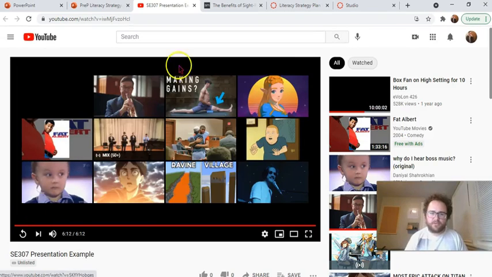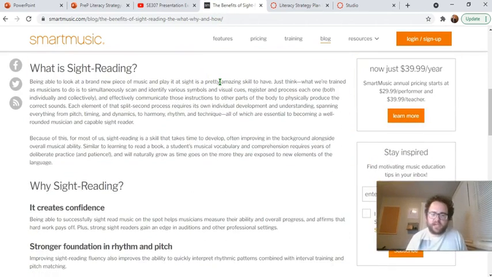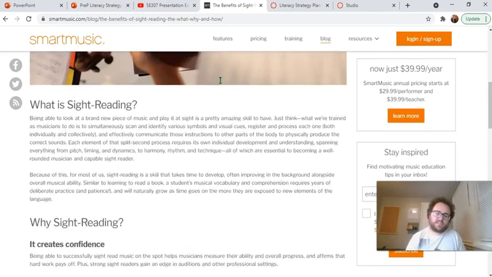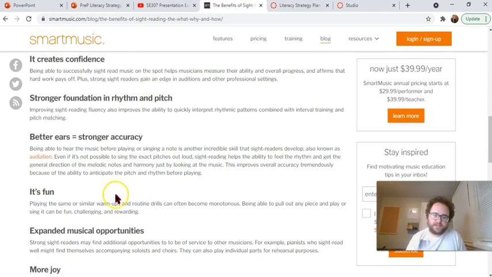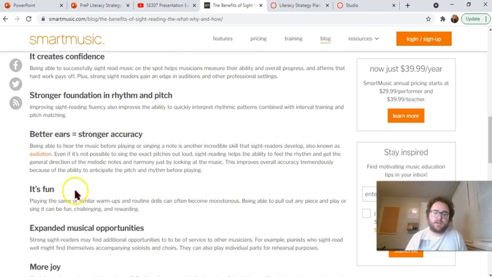Okay, yeah, so that's the video. And as you can see here, this is the article that he read. The benefits of sight reading, the what, why, and how, right? And it goes a lot into what we already discussed about why sight reading is important, the different aspects. And as you will be able to see, he got some of those things like rhythm and pitch. We'd already talked about that during the lesson. So some of those vocab key terms are mentioned throughout here.